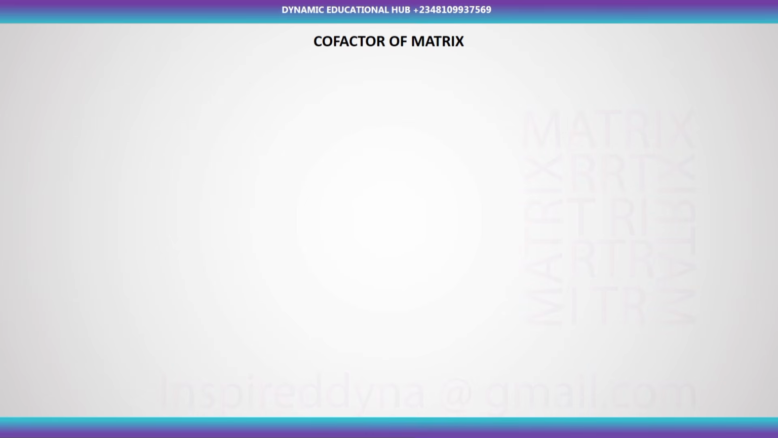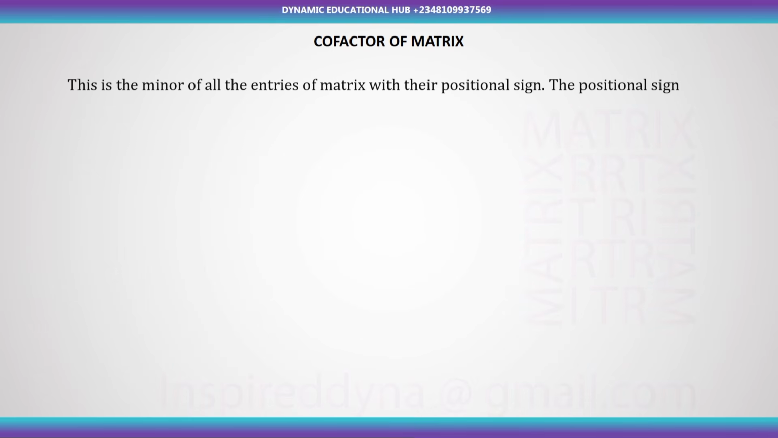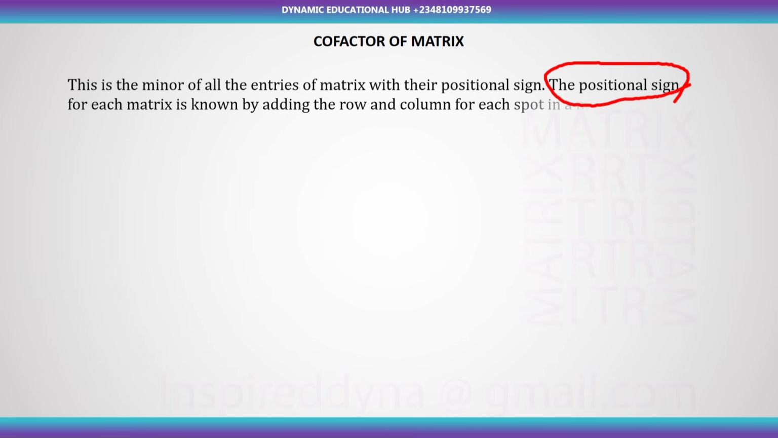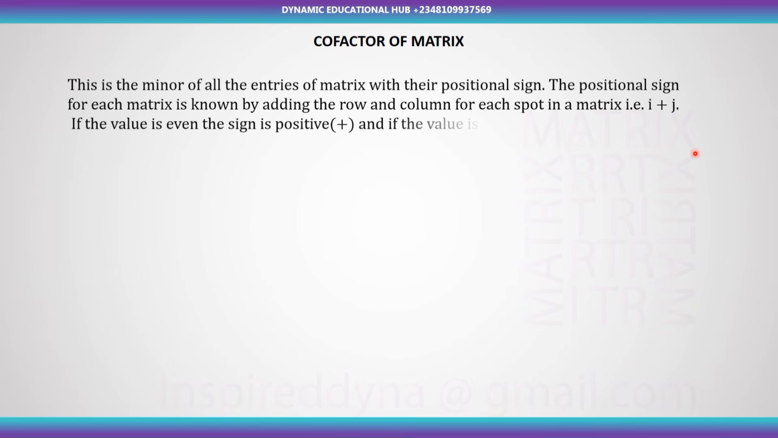Let's start. What is cofactor? This is the minor of all the entries of a matrix with their positional sign. Mark that word, positional sign. The positional sign for each entry in a matrix is known by adding the row and column for each spot, that is i plus j. You add the respective row and column of the element together. If the value is even, the sign is positive, and if the value is odd, the sign is negative.